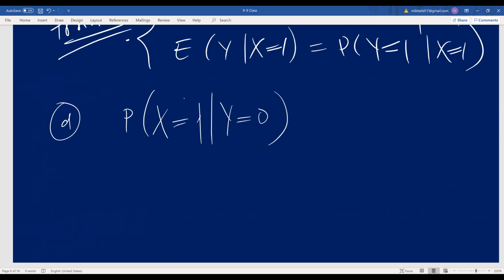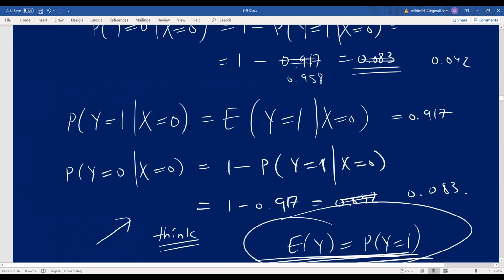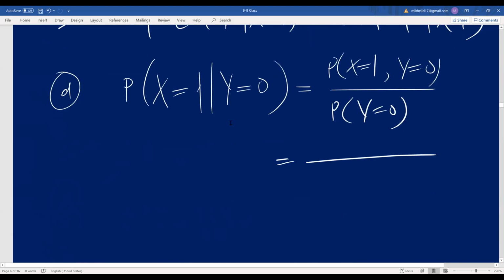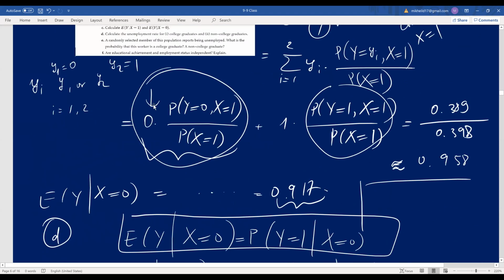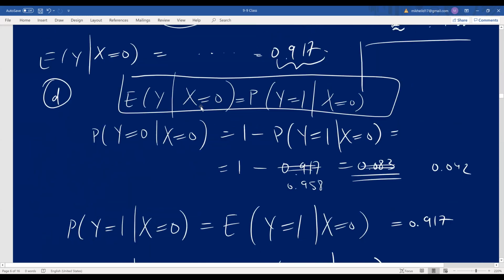So this will be the probability that X equals 1 and Y equals 0, divided by the probability that Y equals 0. And you can calculate this from the table, because the probability of X1 and Y0 is what? 0.009. And the probability that Y equals 0, that's 0.035.